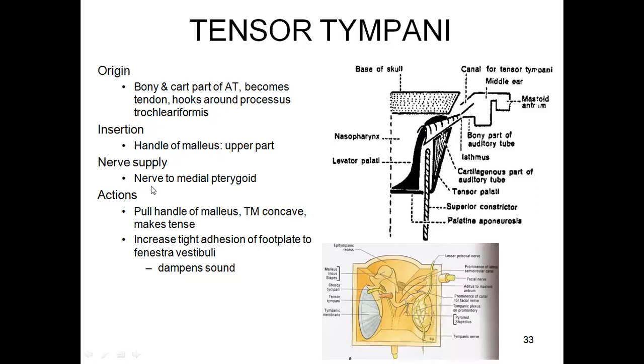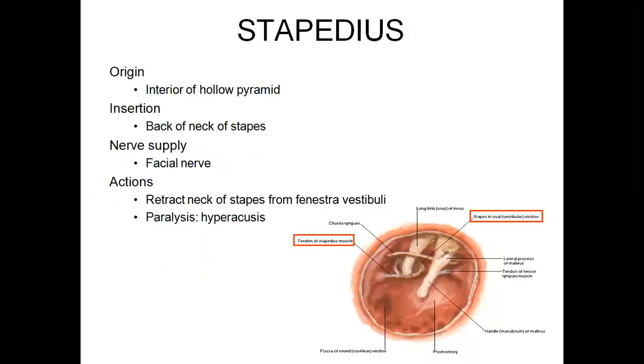nerve supply: nerve to medial pterygoid. Action: it pulls the handle of malleus and makes the tympanic membrane concave and tense, increases tight adhesion of the footplate to the fenestra vestibuli, and the main function is that it dampens, that means it reduces the sounds.